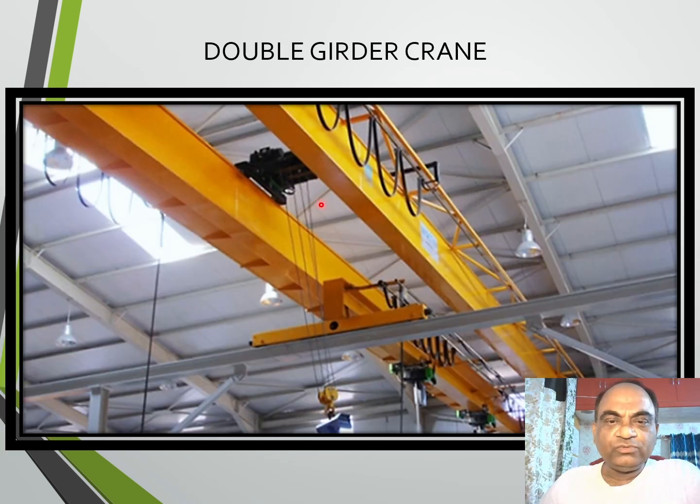Similarly, you have a two girder crane, meaning a double girder crane, in which two supporting structures are there, and between these two girders a trolley moves, so it can lift a higher load, more load, as compared to the single girder crane. These EOT cranes require less maintenance, but periodic maintenance is required in order to keep them healthy.